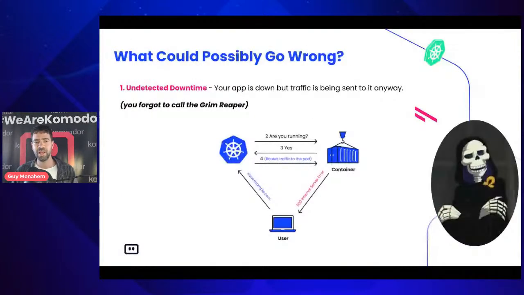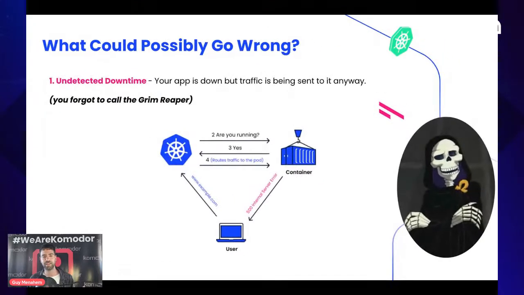And when we are talking about what can go wrong, we divided it into three buckets, three sections of when something is wrong and how you know how to act in case of that. The first thing is undetected downtime. Your application is running, everything seems ready, Kubernetes routes traffic to it, but actually the container and the pod are down, returning errors all of the time.